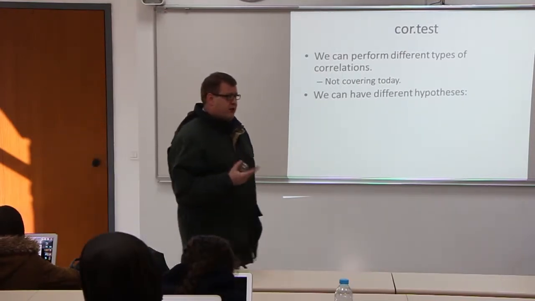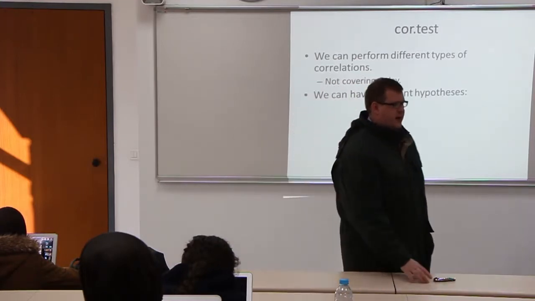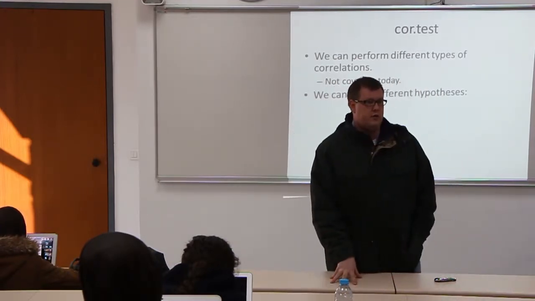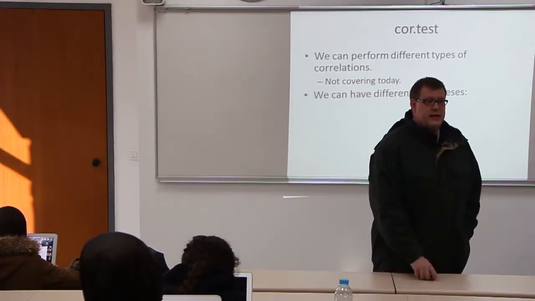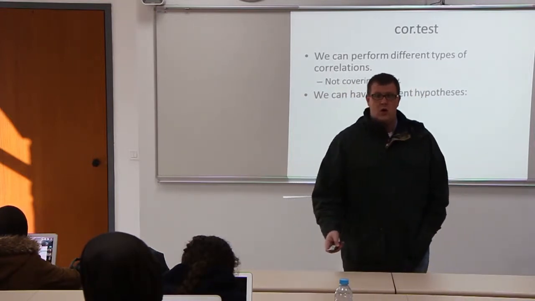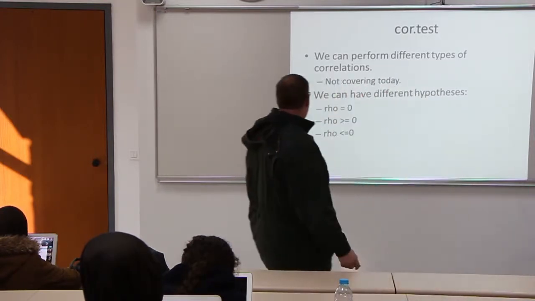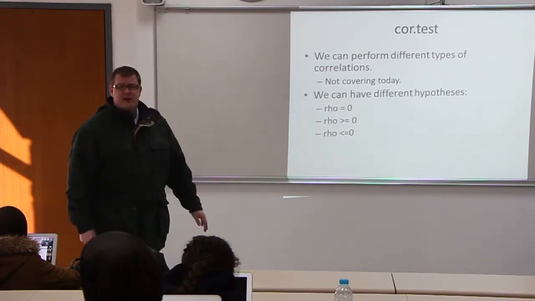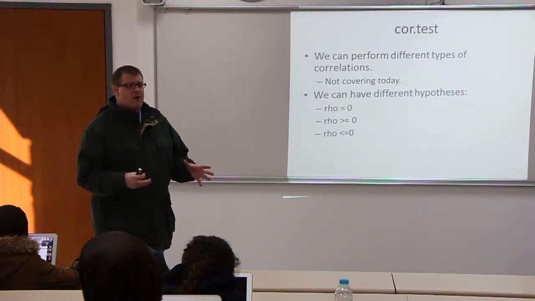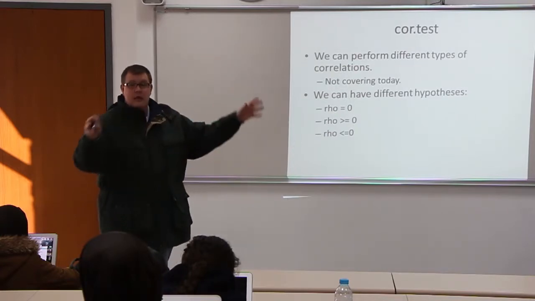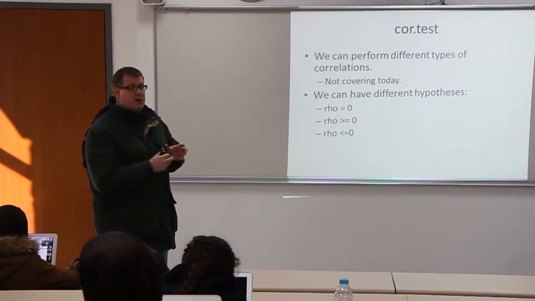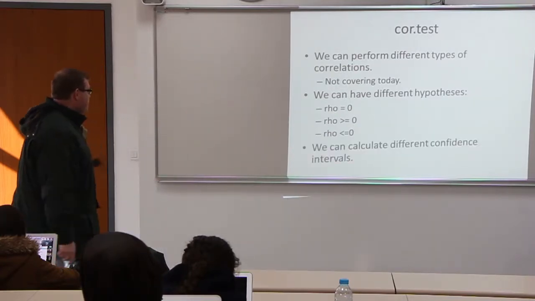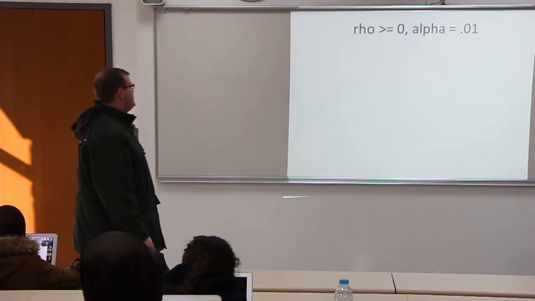So previously we've talked about just the hypothesis that it is equal to. But we could do a hypothesis that it is less than or equal to, or greater than or equal to. So we can have our different hypotheses about the correlation for those variables in the population. We can also calculate different confidence intervals.